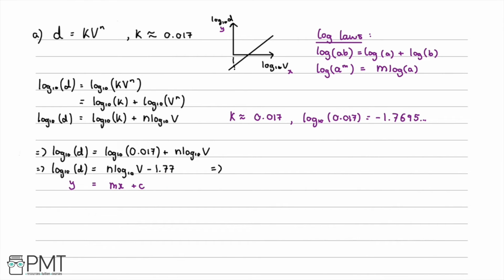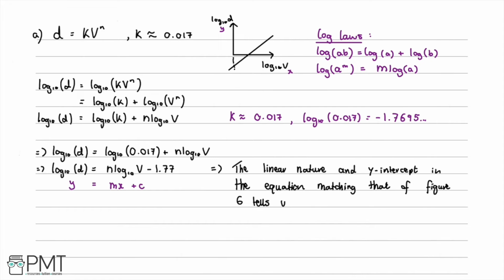So therefore, we have the linear nature of this coupled with the y-intercept, which tells us that figure 6 would lead the engineer to believe that the braking distance can be modelled by this formula here. And we've just manipulated it to show that. And writing this down, the linear nature and y-intercept in the equation matching that of figure 6 tells us that the braking distance can be modelled by d is equal to kv to the power of n.